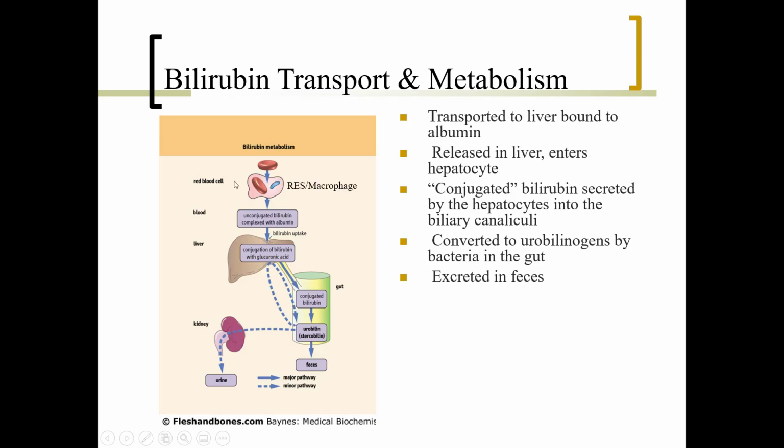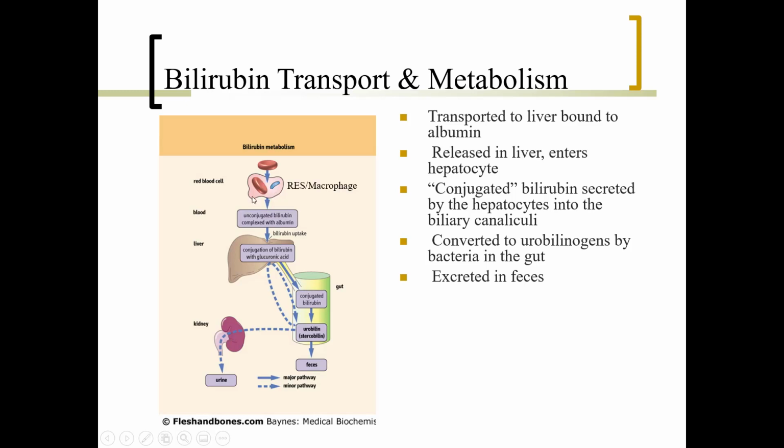So when we break down red blood cells, the macrophages are going to break down as much as possible and release those heme groups. Heme is going to be transported to the liver bound to albumin, and then it's released into the liver, enters into the hepatocytes, where it's going to be conjugated. Bilirubin is secreted by hepatocytes in the biliary canaliculi, and then converted to urobilinogens by bacteria in the gut, and eventually excreted in feces.